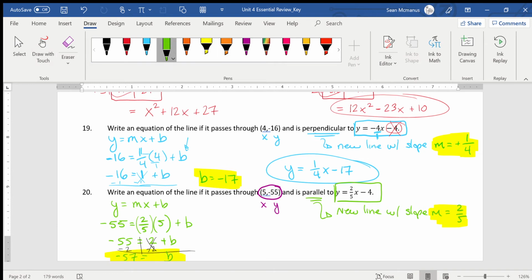So my final answer: a parallel line will have the same slope, so we're going to use the slope we borrowed from the first one, times x, and the y-intercept we found.